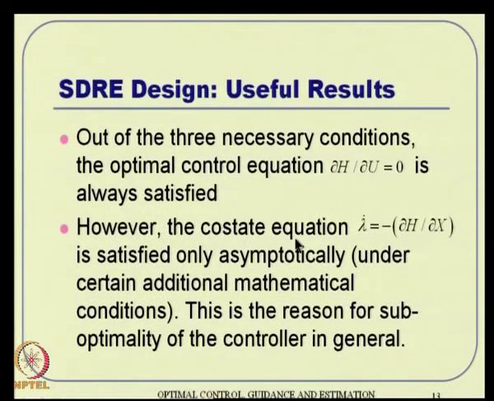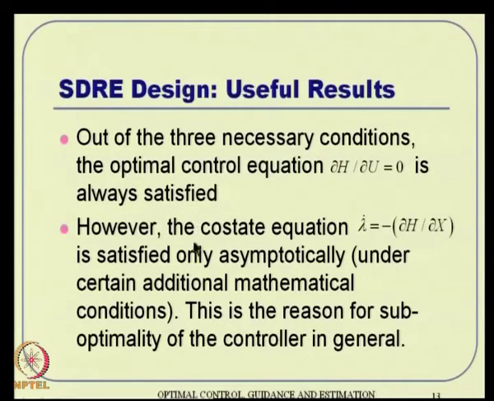However, what happens to the vector problem? The condition tells us that in general, for vector problems, out of the 3 necessary conditions, the optimal control equation, that means del s by del u, is always satisfied. Remember, we have 3 equations: state, costate and optimal control equations. The state equation is anyway satisfied because that is how the system dynamics evolve, and of the remaining 2, one equation is always satisfied, no matter whatever parameterization you do.